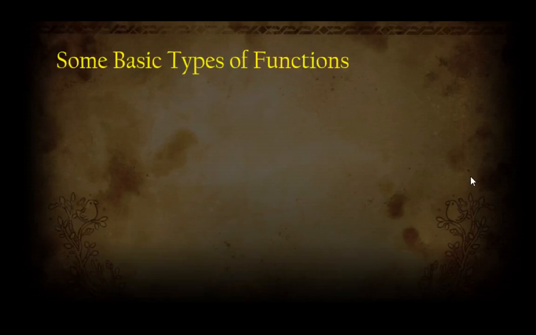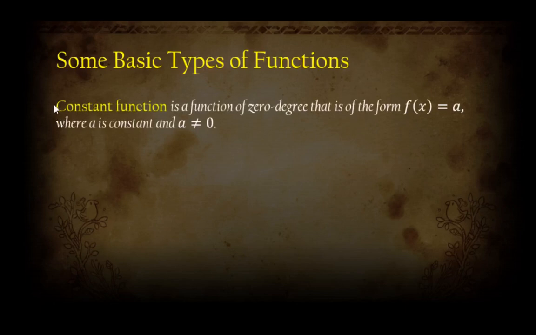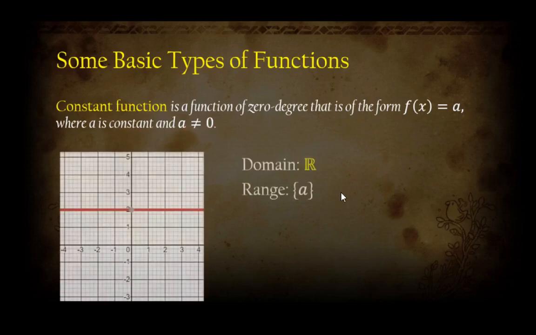Okay, so, dahil dyan, nalaman na natin kung paano mag-graph or paano maghanap ng domain and range ng particular graph, also ng mga set of ordered pairs. And we have some basic types of function. So, how would you describe the graph of the constant function? By the way, the constant function is a function of 0 degree that is of the form f of x equals a, where a is constant and a must not equal 0.